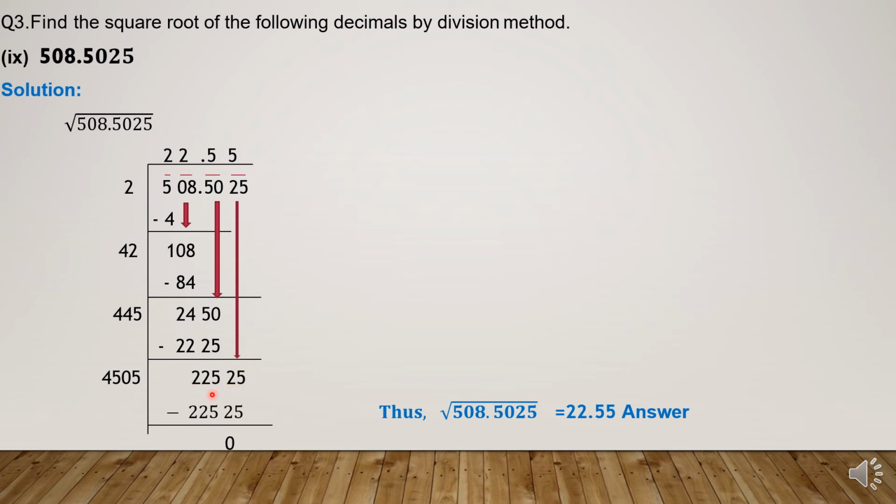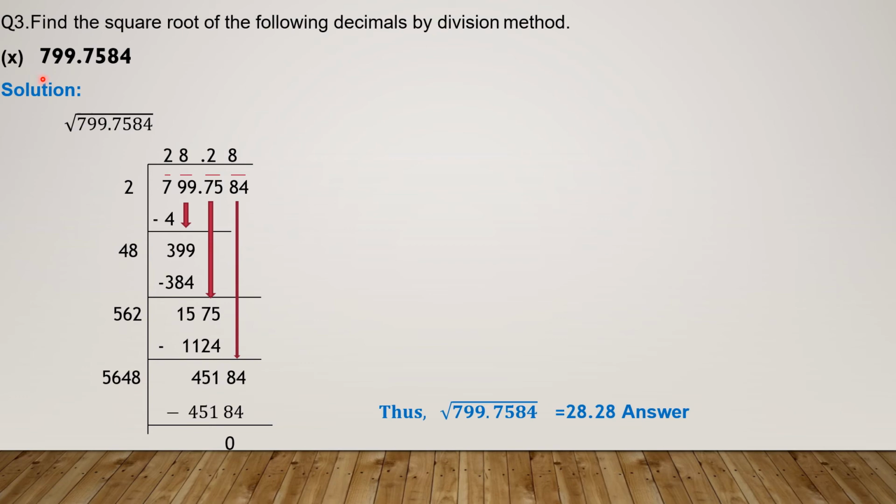Now you have the number 22,525. For this you have to make your new divisor. How? 445 will be added in 5. Whatever that is multiplied with 445 will be added for making the new divisor. 445 will be added in 5 and we get 450. With 450 we will try 5. When we will multiply our new divisor with 5, we will get the same result, that is our dividend. Subtract these, we will get 0. This is our answer. 22.55 is the answer of square root of 508.5025.